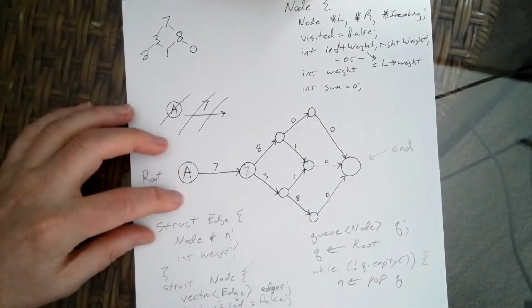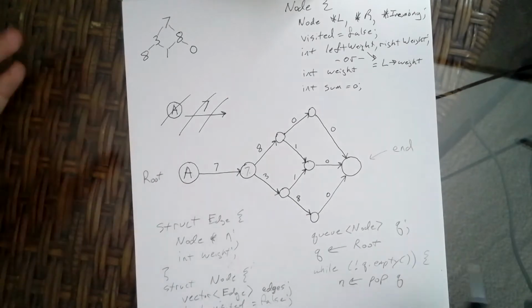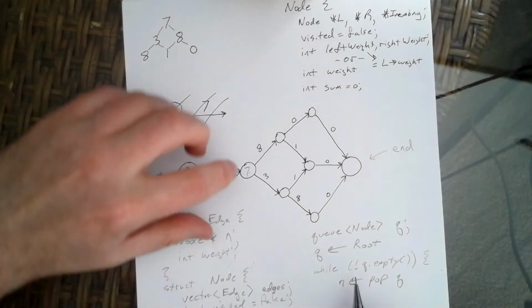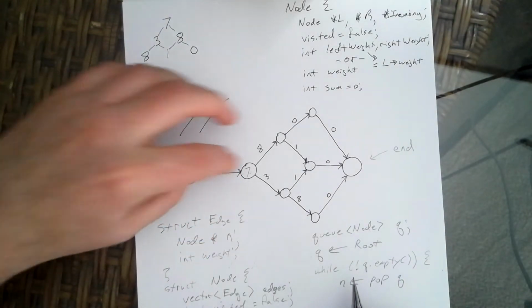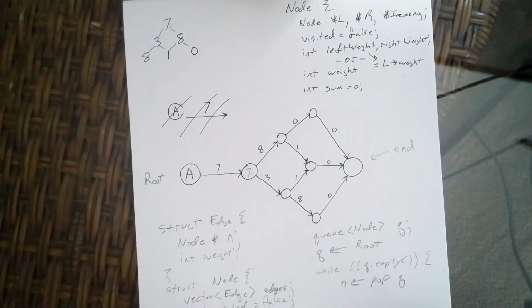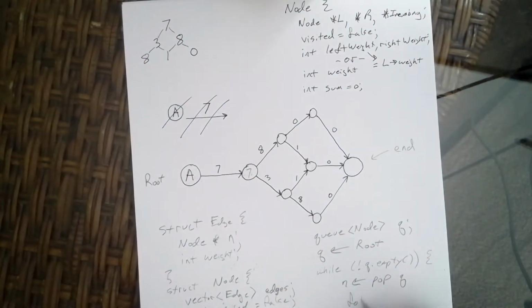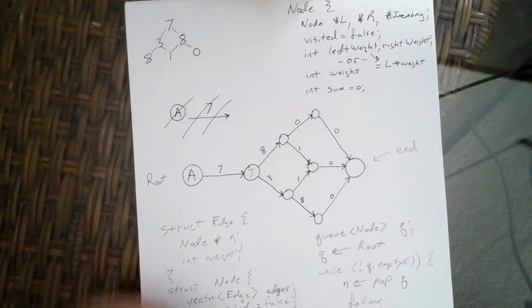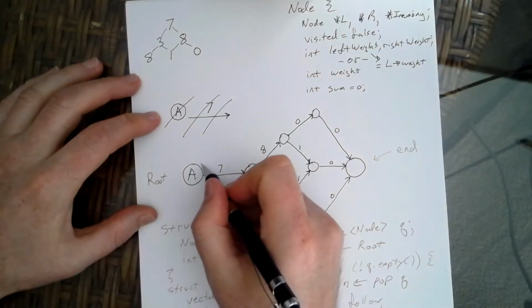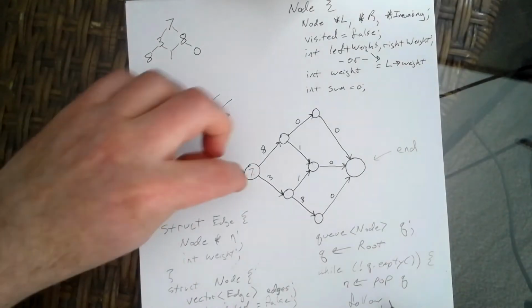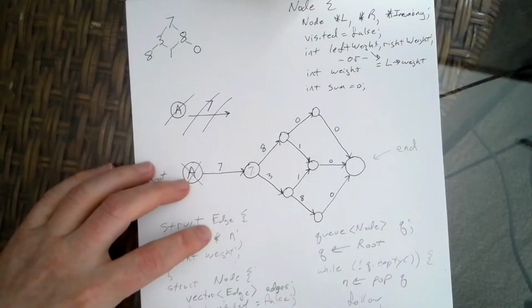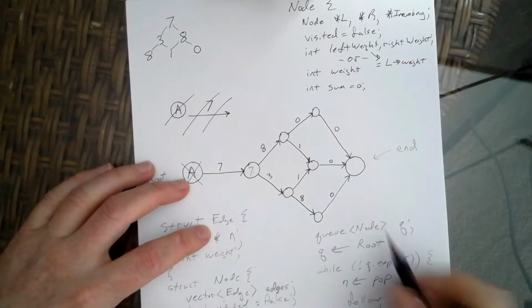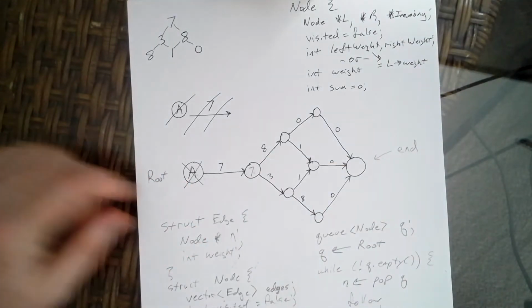Now, are there any more edges on that root? There are not, so I'm done visiting that. But I do take the node that was followed by the edge and I push it. So I follow all the edges and I push all the nodes I visit. So even though this is now dumped off the queue, this has been added into the queue. So after this while loop loops, now that 7 node is in the queue.